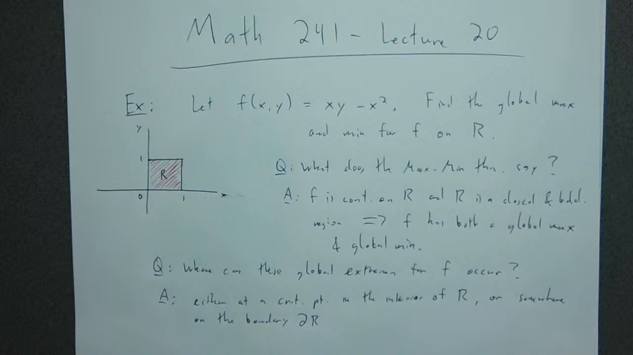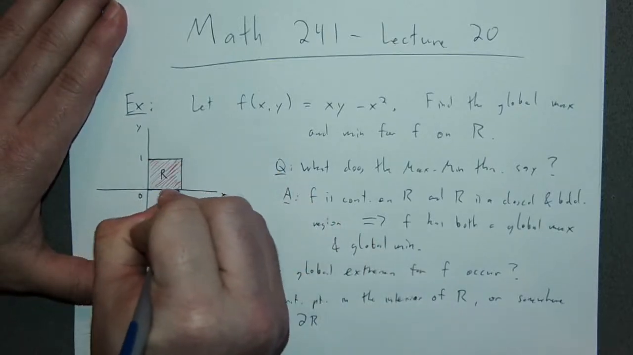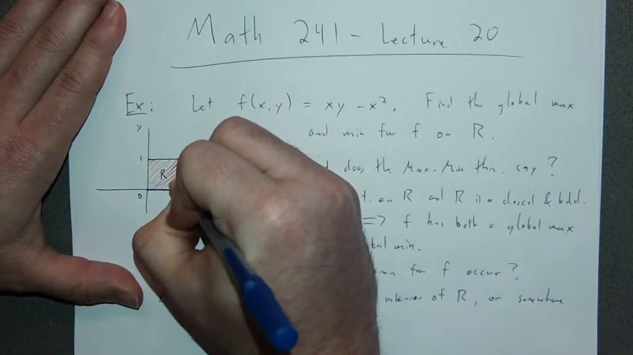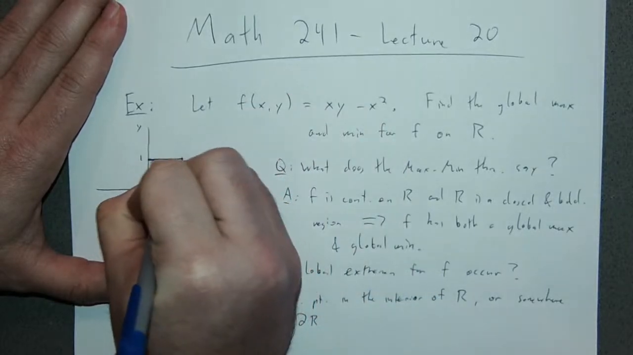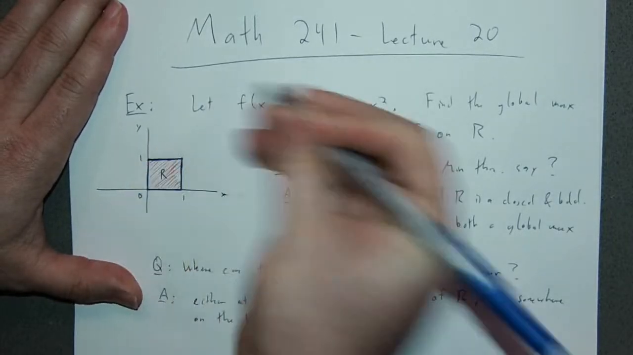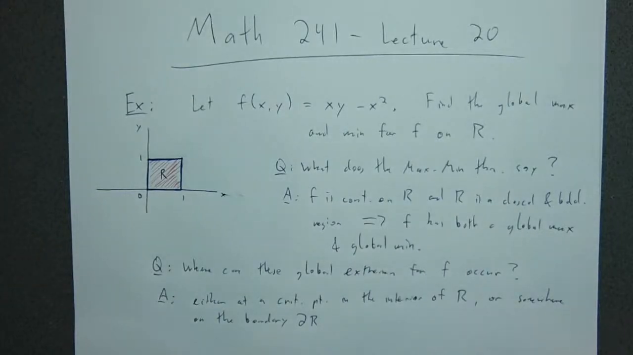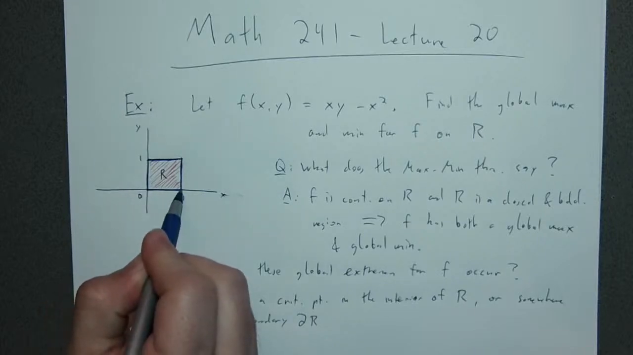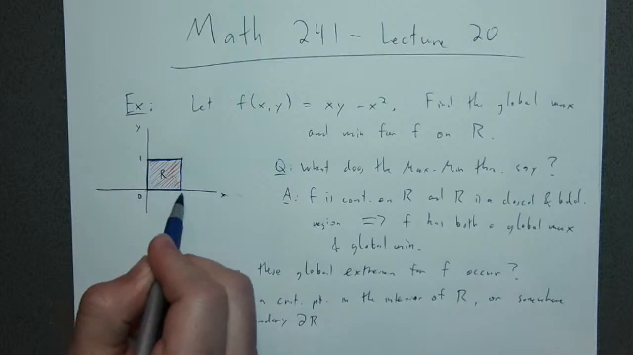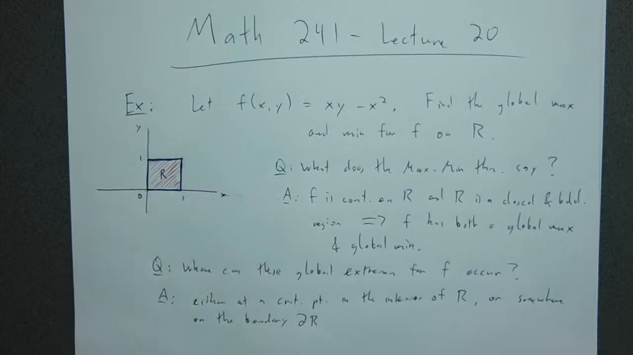Well, what is the boundary of R? The boundary of R is this square. Here's my boundary. My boundary is this weird non-smooth curve. Thinking about that square as a curve, it has corners, and it's not smooth at these corners. So this is a piecewise smooth curve.